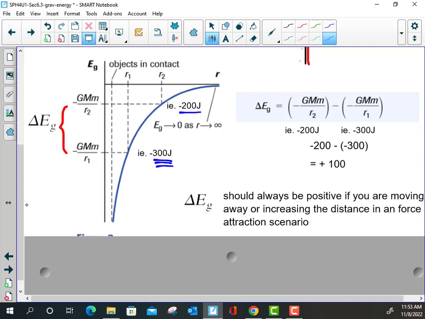You would have a, ready for this? This is a larger value. Negative 200 is actually larger than negative 300, technically. Okay, so there's actually been a change in gravitational energy here, and that delta EG is positive. So as you move away from the surface, your EG increases. And we've done that with our calculation, our mgh calculation.